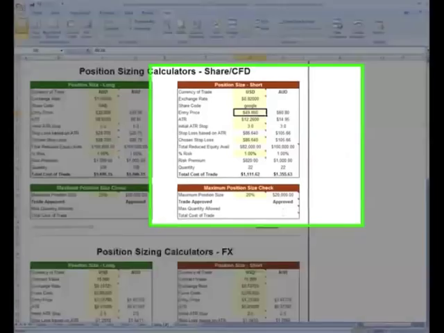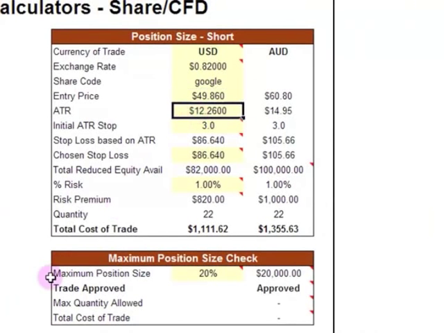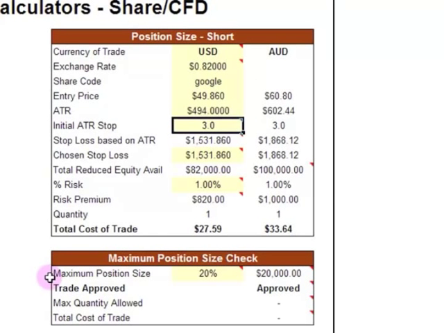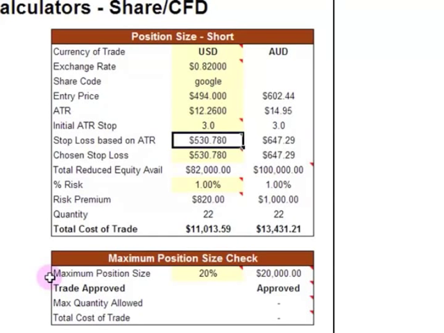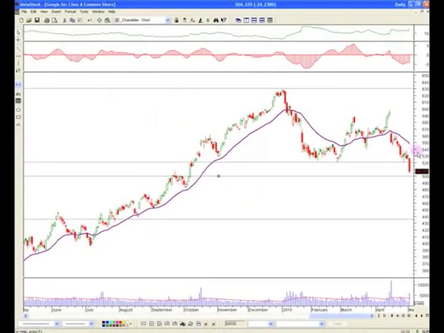I'll go to a spreadsheet. I'll put in 494. Oh, sorry, I put that in the wrong one. I'll just undo 494 in the entry price. Based on a 3 ATR stop, 530 would be where the stop is sitting. So 530 is in here, so that's above and in that trading range there.